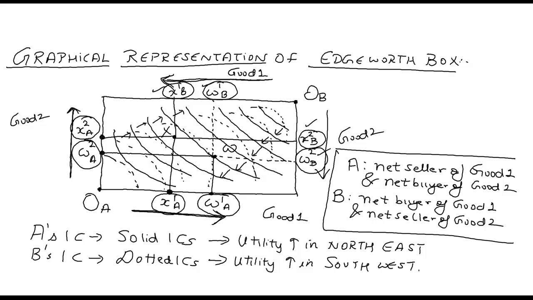Now you will understand this only when you actually turn your registers to B's origin. If you look at B from here, you will make a mistake. Turn your registers to B's origin. Then you will see that B is consuming more than her endowment of good 1, so she is a net buyer of good 1. And she is consuming less than her endowment of good 2, so she is a net seller of good 2.